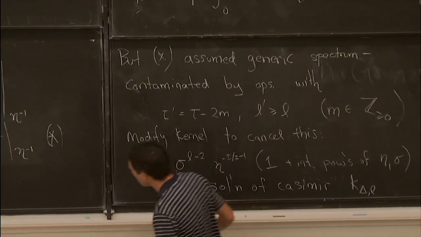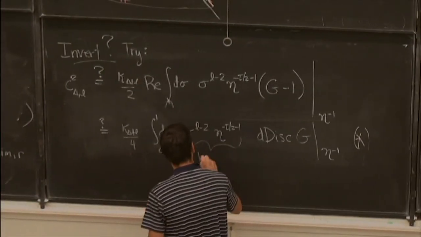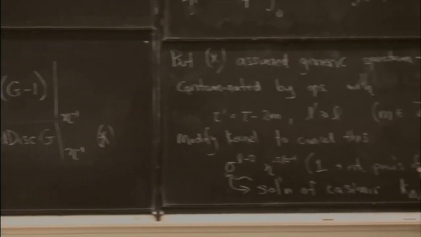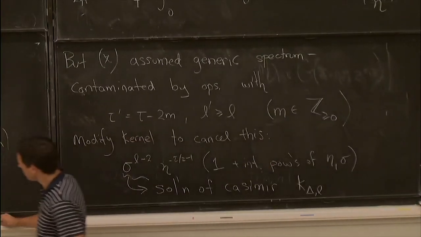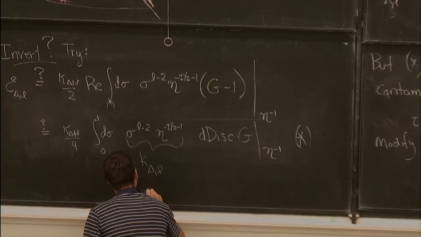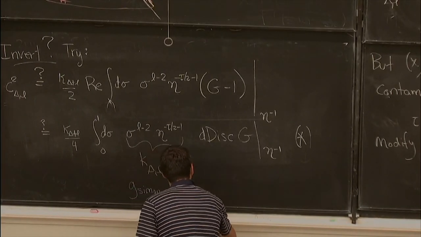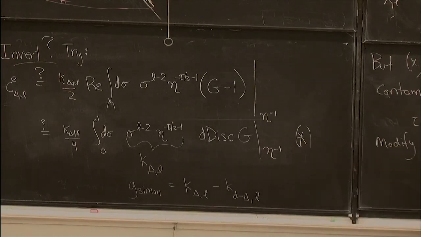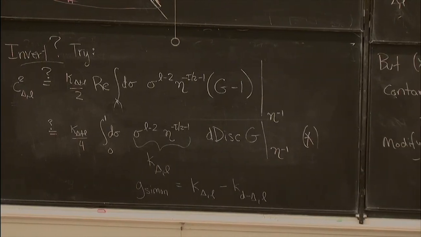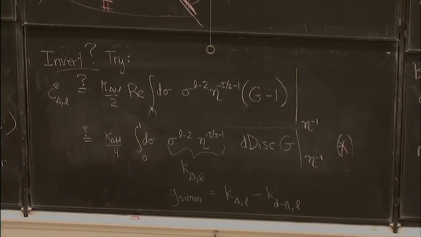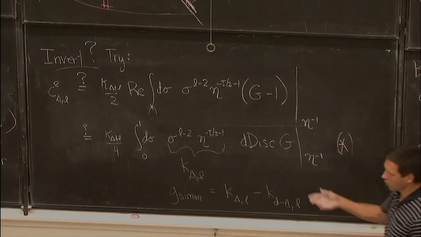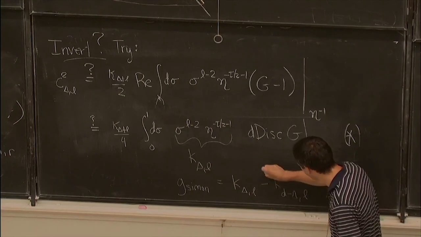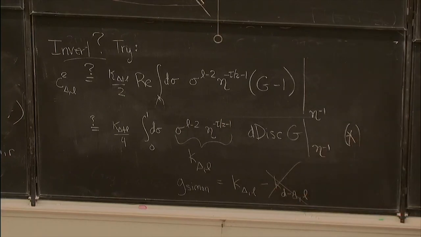So let me write that. This becomes K delta L. This is not quite Simone's kernel. However, it's almost the same. So G Simone is equal to K delta L minus K D minus delta, comma L. So it has a contribution also from the shadow poles, from the shadow operators. And as long as we're talking about the OPE coefficients of the physical operators, the physical spectrum, then this thing never contributes anyway to the physical OPE coefficients.